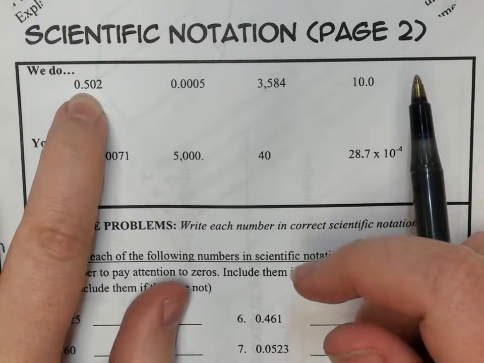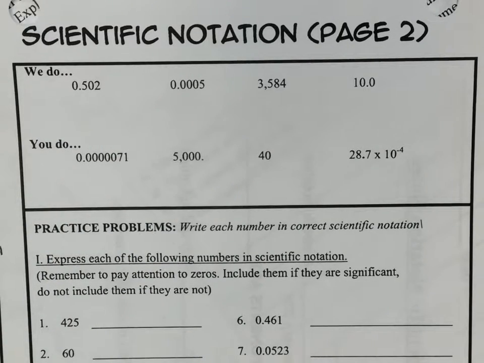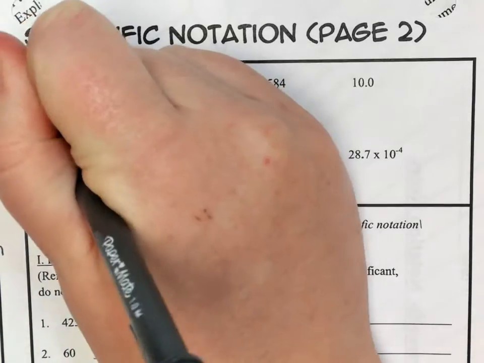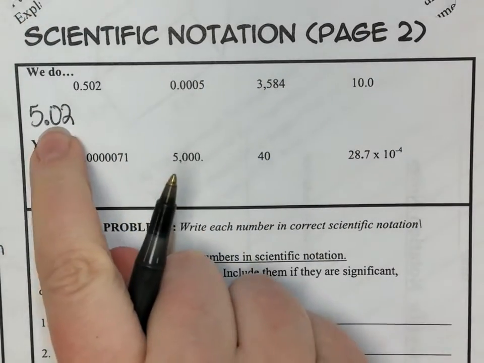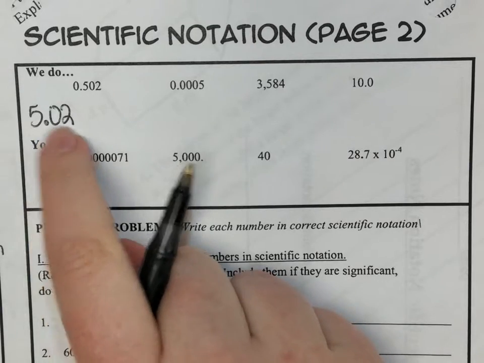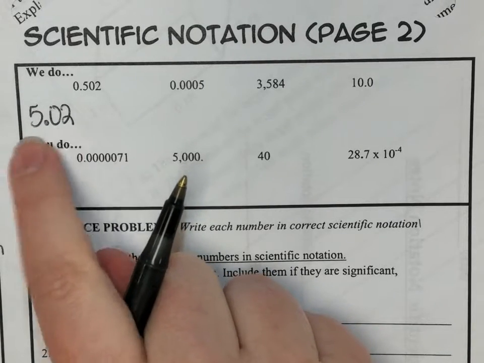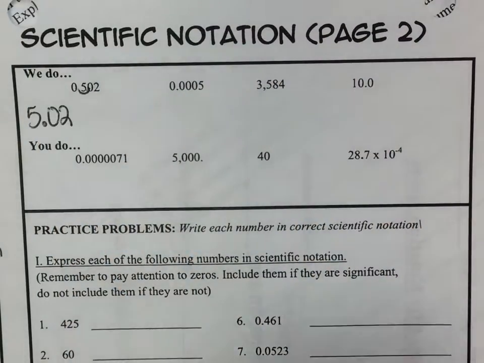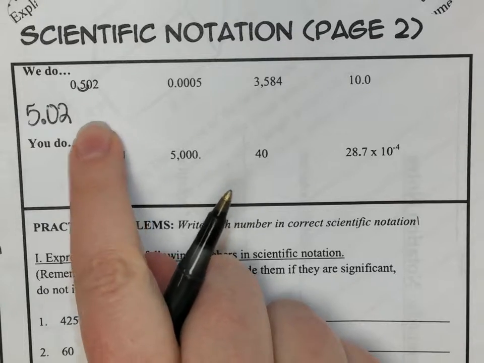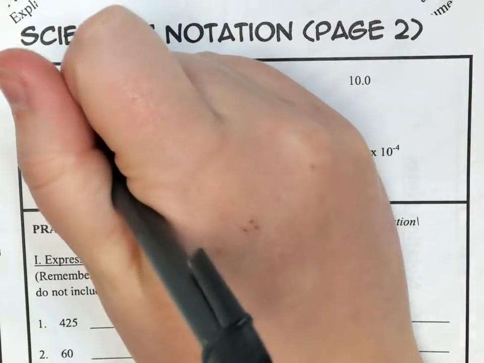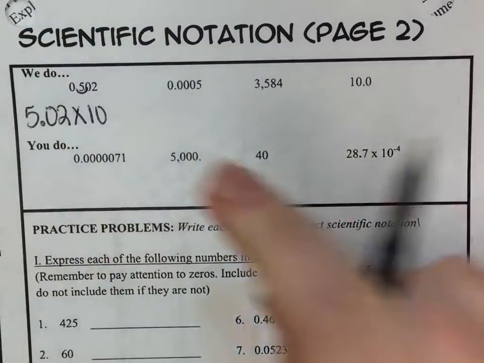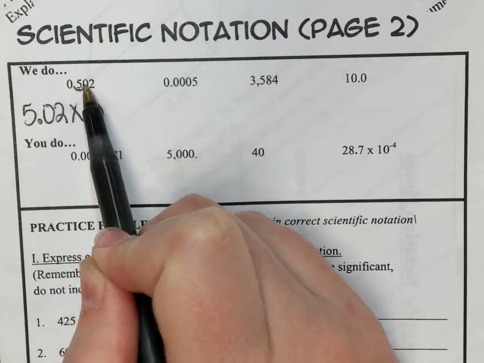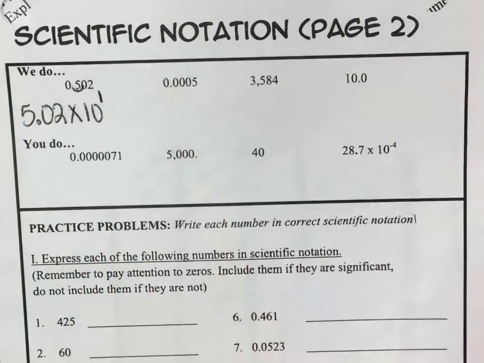So 0.502, okay? 5.02. Very good, Dylan. So 5.02. We do not drop this 0 because it's in between 2 numbers that aren't 0, okay? So our decimal goes behind the first number. What format always comes next? Multiply by 10, times 10. And then how many spaces did we have to move our decimal? If it was here and it went behind the 5, 1 space, so our exponent is 1.